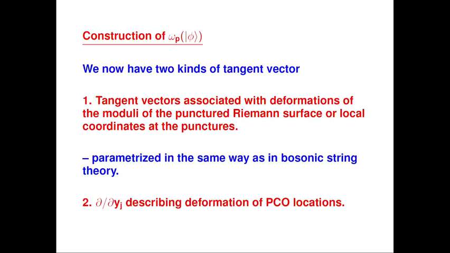So this parameterizes P_g^{m,n}. Now we go on to the construction of the p-forms, omega_p of phi. As in the case of bosonic string theory, the way we will specify omega_p of phi is by specifying how it is contracted with an arbitrary set of tangent vectors. Contraction of omega_p gives a p-form. If somebody gives the result of contraction of omega_p with an arbitrary set of p tangent vectors, then you have specified omega_p, and that is the way we will specify it.